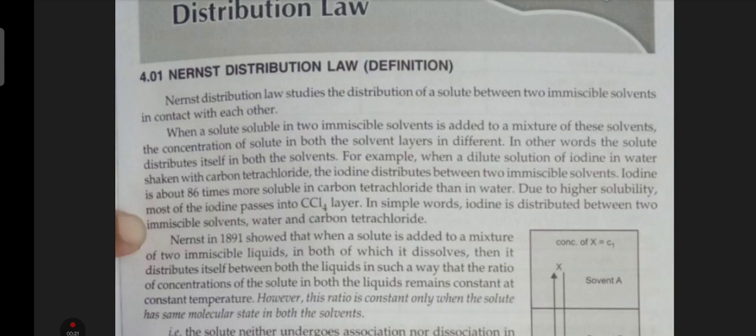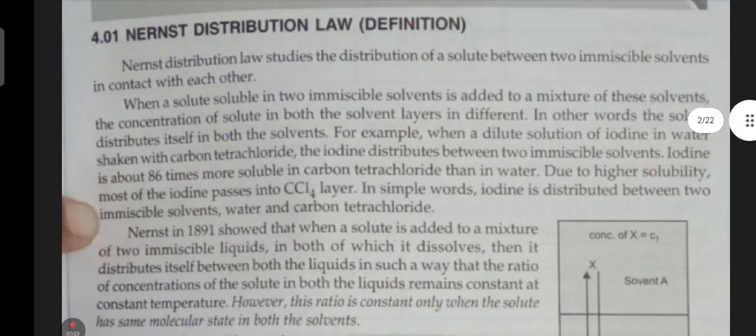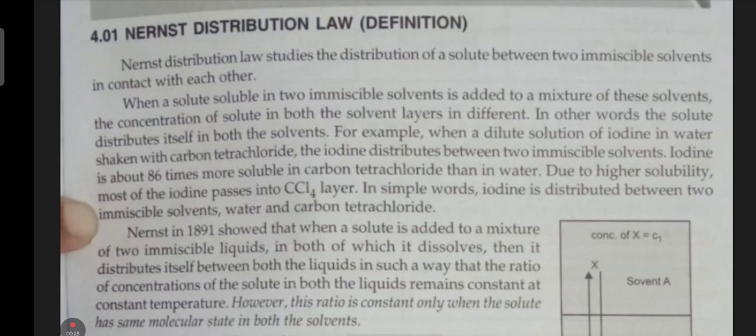When a solute soluble in two immiscible solvents is added to a mixture of these solvents, the concentration of the solute in the two solvent layers is different. In other words, we can say the solute distributes itself in both solvents.